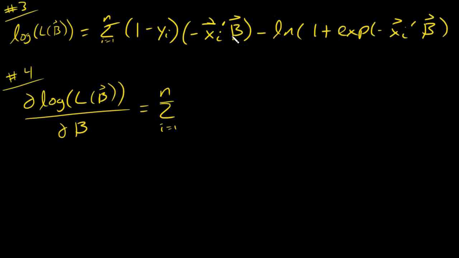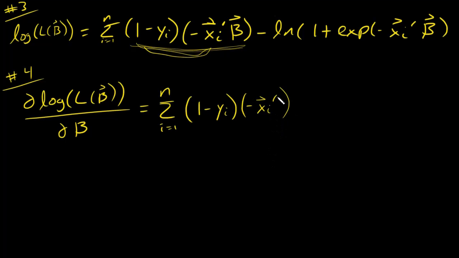So we have the sum from i equals 1 to n. Now when I take the derivative of this first term with respect to beta, I will have this piece here: 1 minus yi times negative xi transpose. I'm taking the derivative with respect to a vector, so with respect to this vector here.